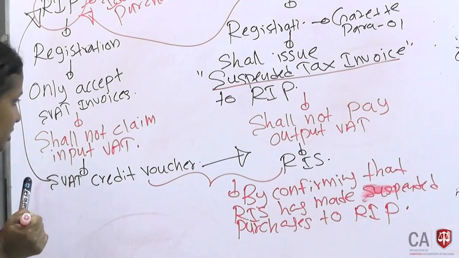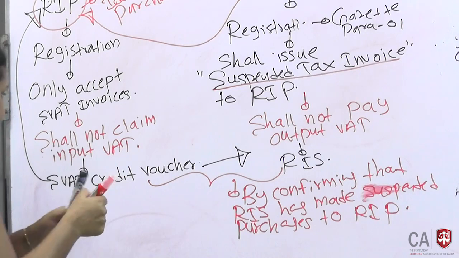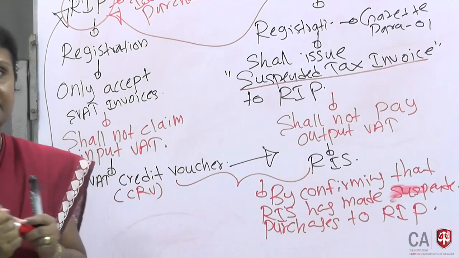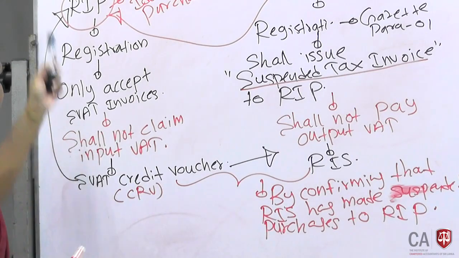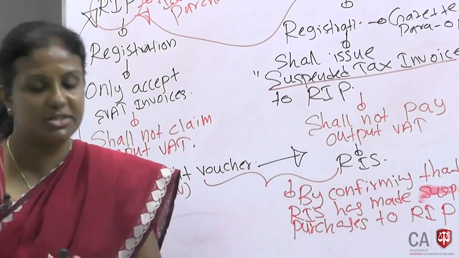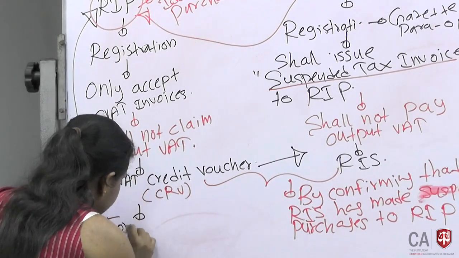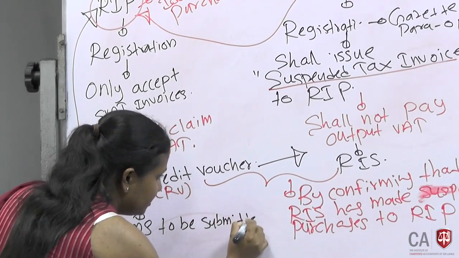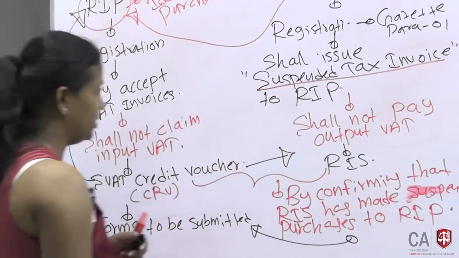Okay. Now, RIS made suspended purchases to RIP. How? Practically we are using this as the CRV. Okay, in here, now this is the process. How to prove this? Now, in the law, RIP shall prove RIS has made these suspended purchases. Proof is the forms to be submitted, forms to be submitted from both of them. I think this graph is clear to you.